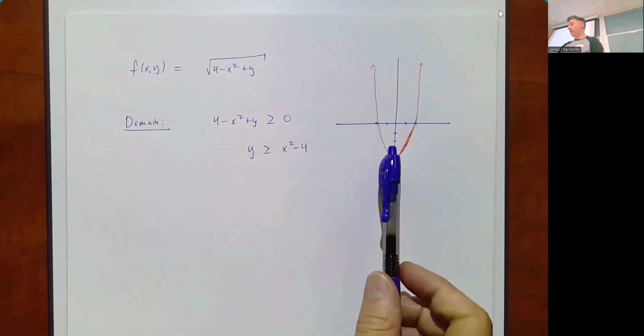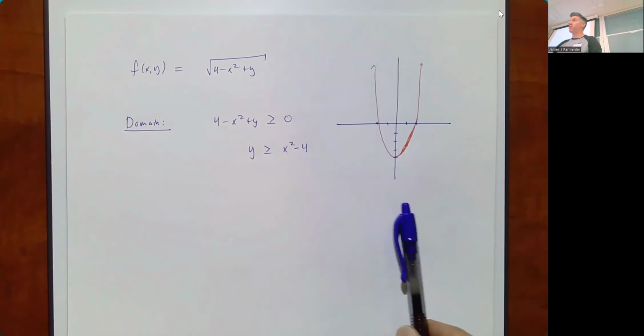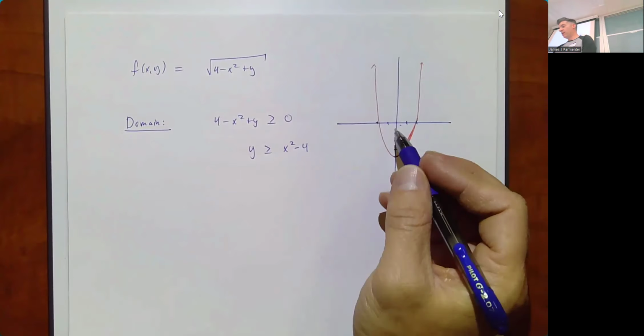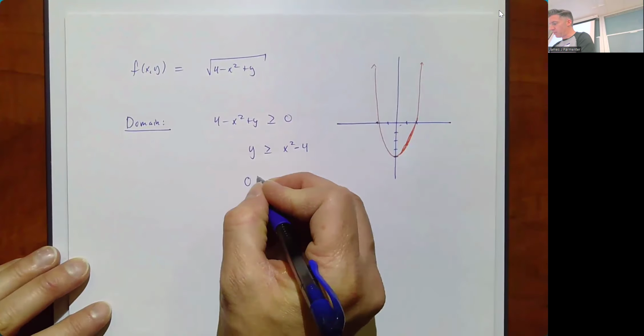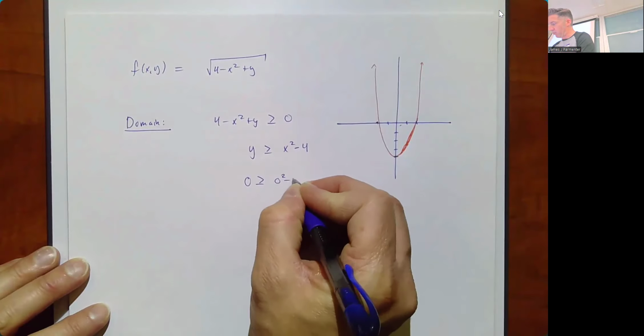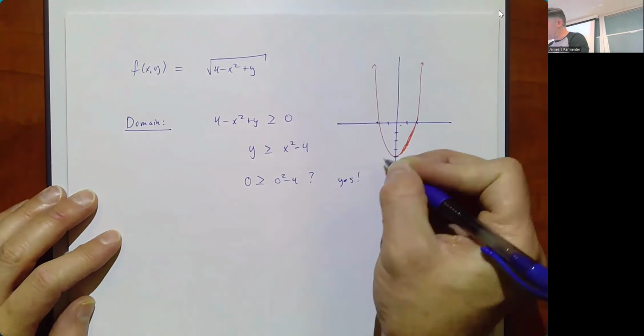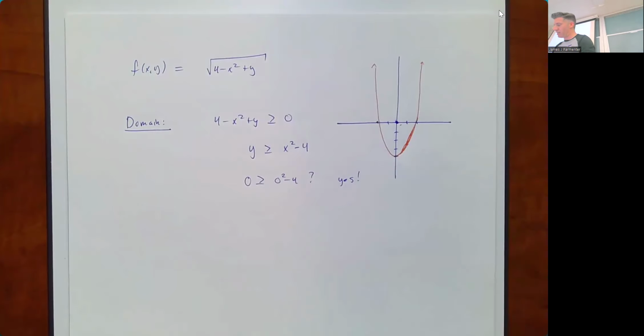So I want the stuff that's above the parabola or below the parabola. Well, test a point. Test the origin. Is it true that 0 is bigger than or equal to 0 squared minus 4? Yes. Great. The point we tested is good, which means everything on that side is what we want.